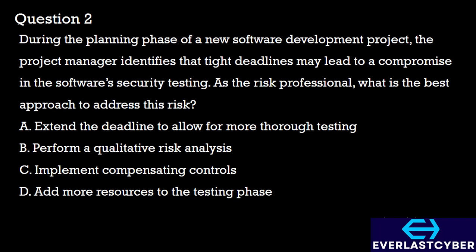Extending the deadline would allow for more testing, however, it may not always be feasible. Performing a qualitative risk analysis can help assess the risk, but it does not directly mitigate it. Implementing compensating controls, on the other hand, focuses on putting additional measures in place to mitigate the risks associated with potentially insufficient security testing due to the tight deadlines. While adding more resources to the testing phase may help, it does not guarantee that the security testing will be thorough or effective.